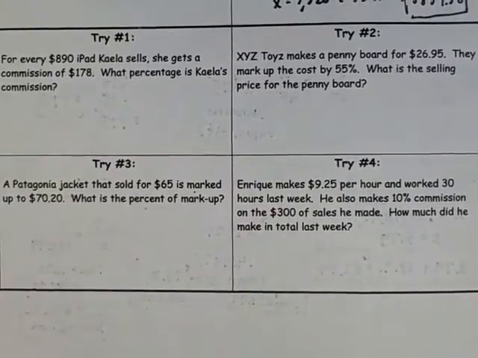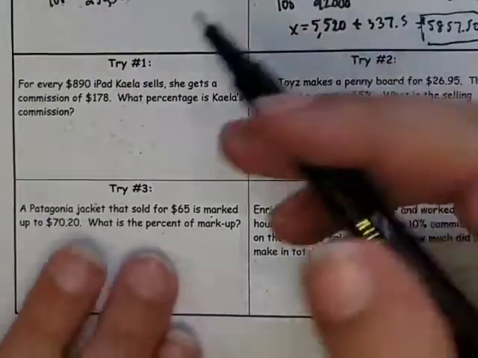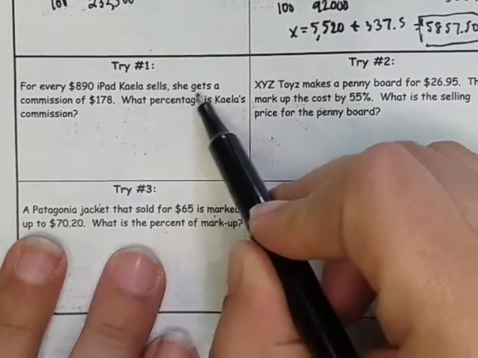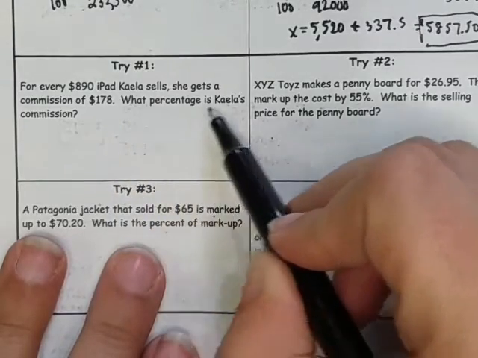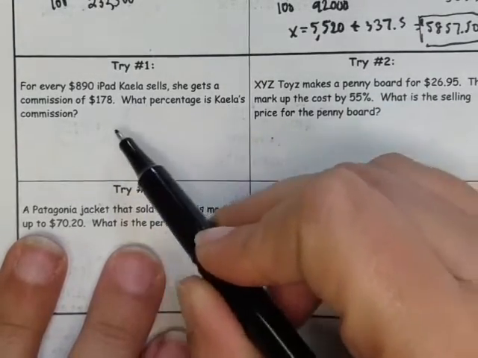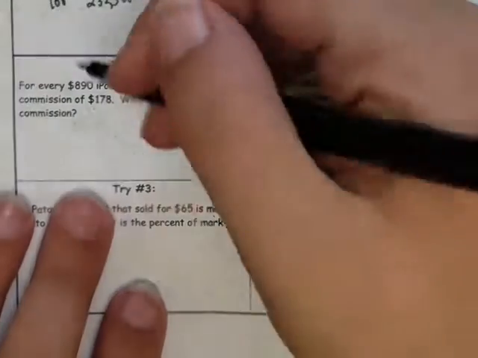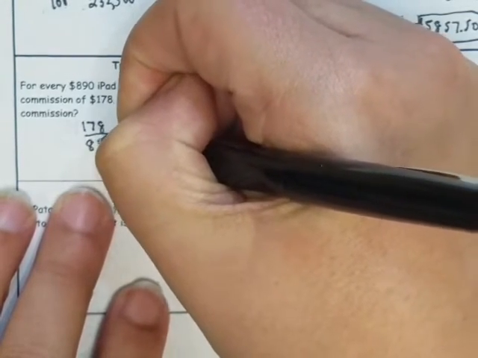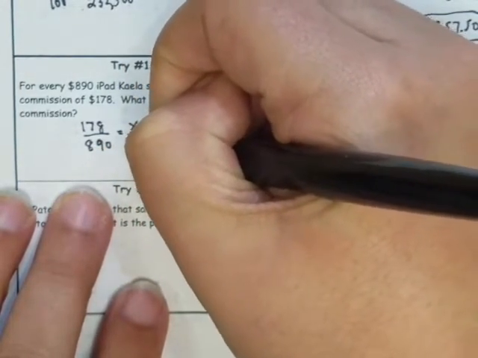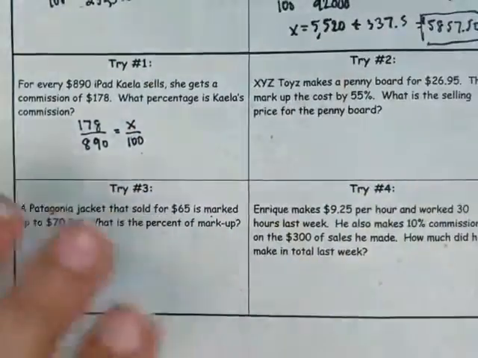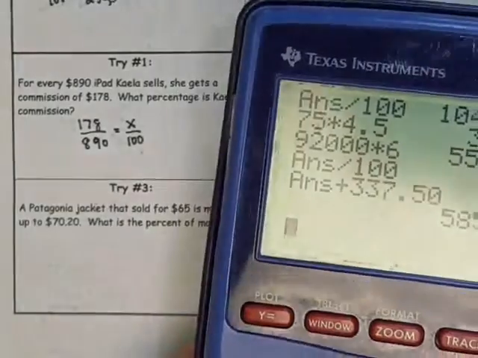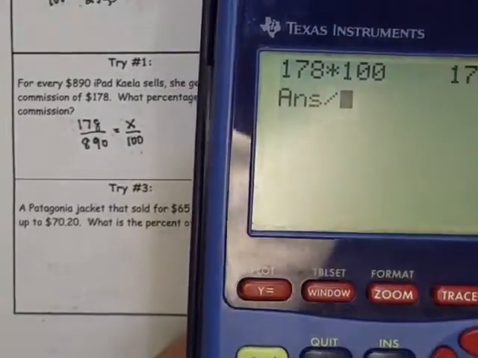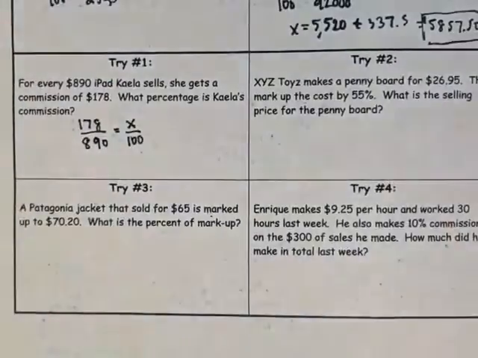All right. So number 1, for every $890 iPad Kayla sells, she gets a commission of $178. What percentage is Kayla's commission? So 178 out of 890 is what percent? So then we could just do our little cross multiply and solve. So 20%.